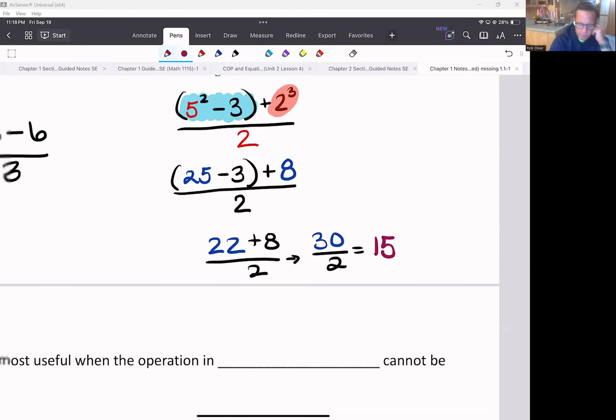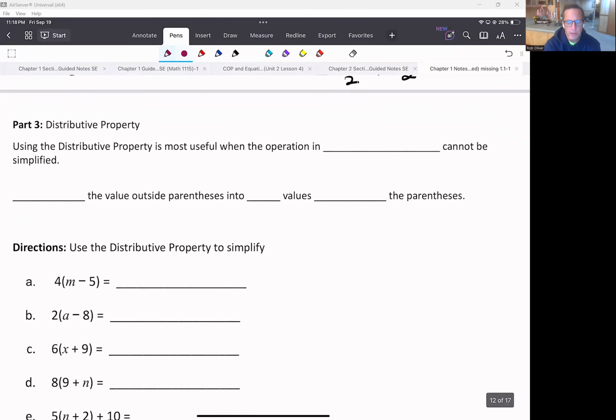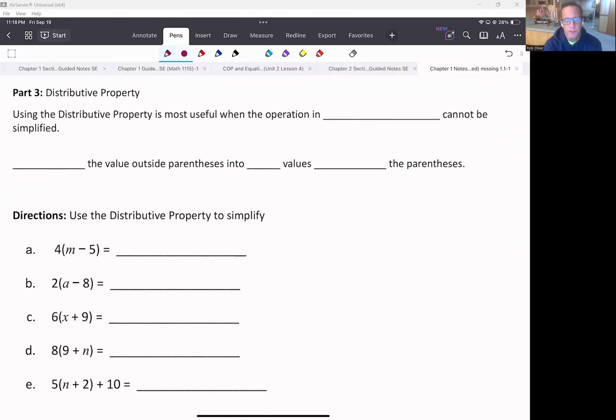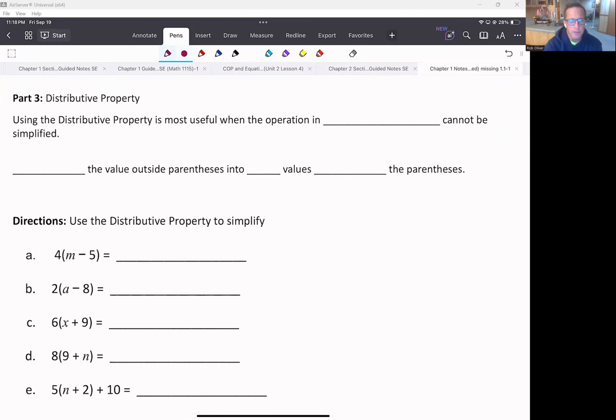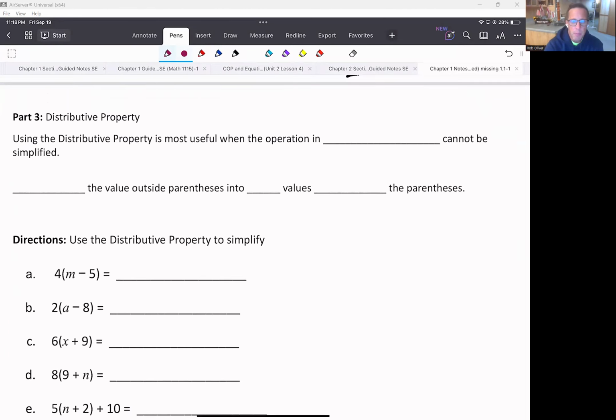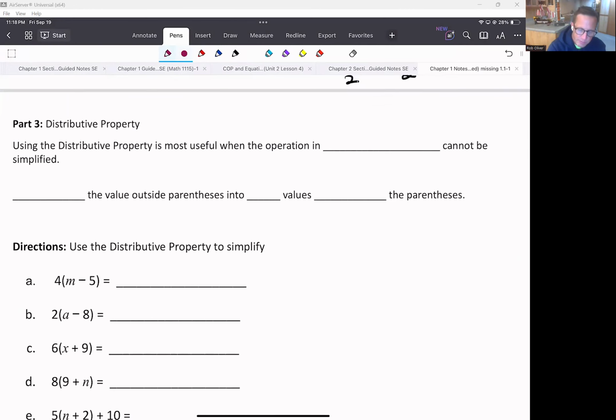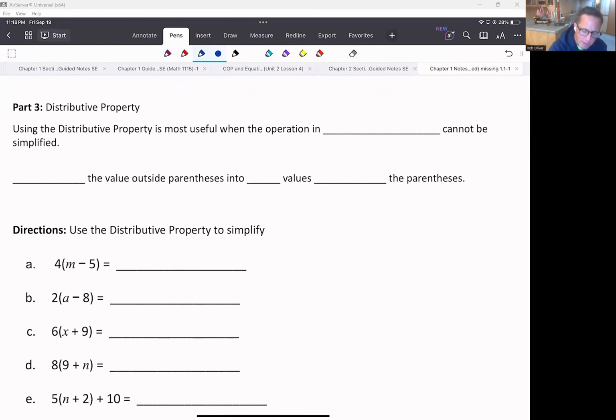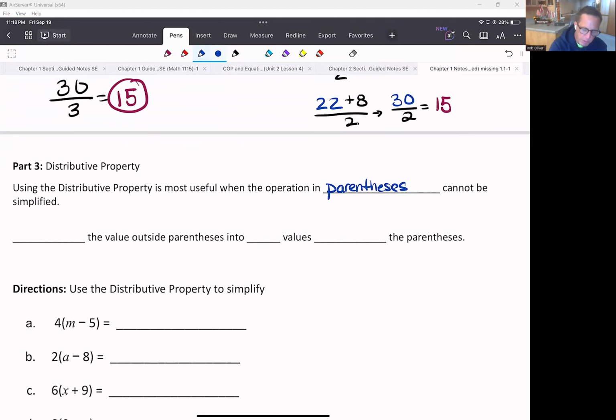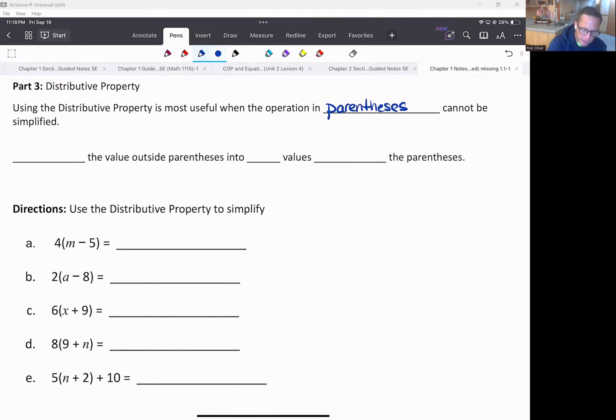All right, next page here, part 3, distributive property. That was a huge thing. This is a big deal in algebra for sure. So using the distributive property is most useful when the operation in parentheses cannot be simplified. You could use it when it can, but algebraically, it's more useful when you have something in parentheses like these examples right here. You can't really do m minus 5. You can't do a minus 8 or x plus 9. There's nothing you can do to those. So you have to resort to the distributive property.